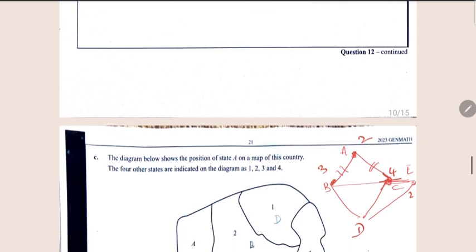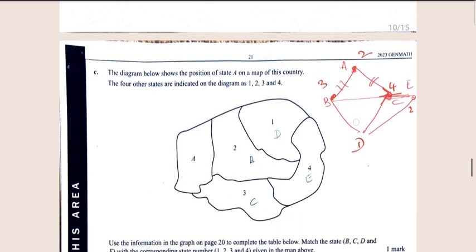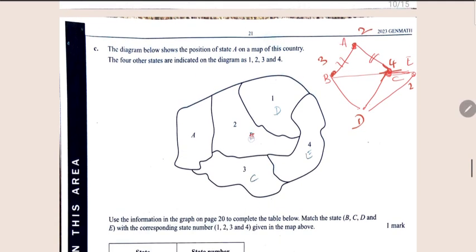Let's look at the next question. The diagram below shows the position of state A on a map of this country. The 4 states are indicated as 1, 2, 3, 4. Please don't look at this. These may not be correct.